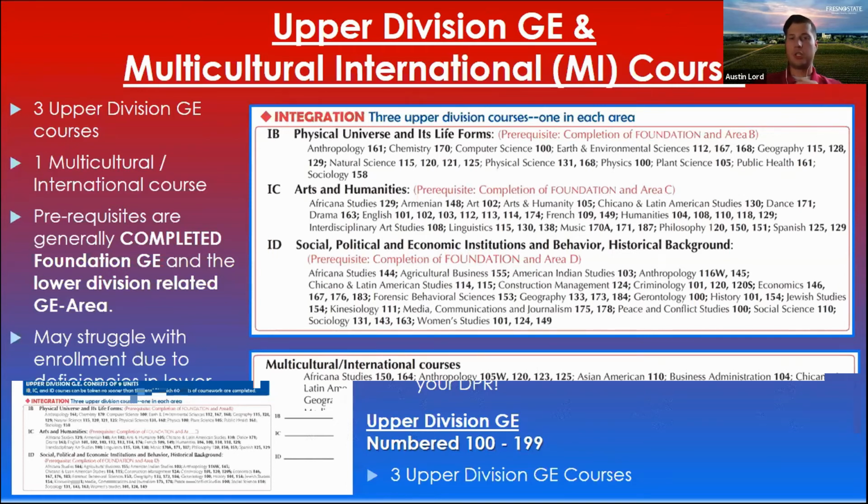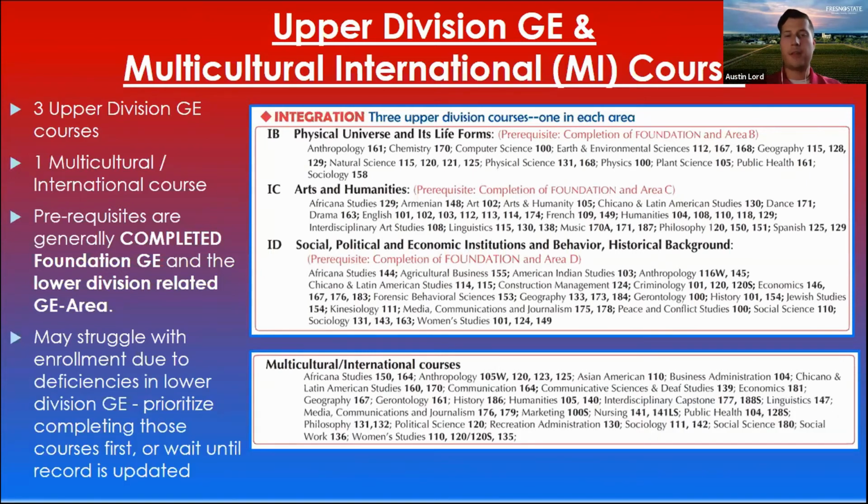So the 3 upper division GE areas. Now I've just zoomed in on that area of the sheet, that bottom part underneath that dark blue line. You can see it's called integration, 3 upper division courses, 1 in each area. And the areas are called IB, IC, and ID for integration B, C, and D. And if you notice, that matches up with the lower division areas, right? There's an area B in lower division, that's your more sciences area, and it's called the same thing here, physical universe and its life forms. It's the science area. IC is like lower division C, ID is like lower division D. However, these are the upper division, a little more rigorous classes of those areas.